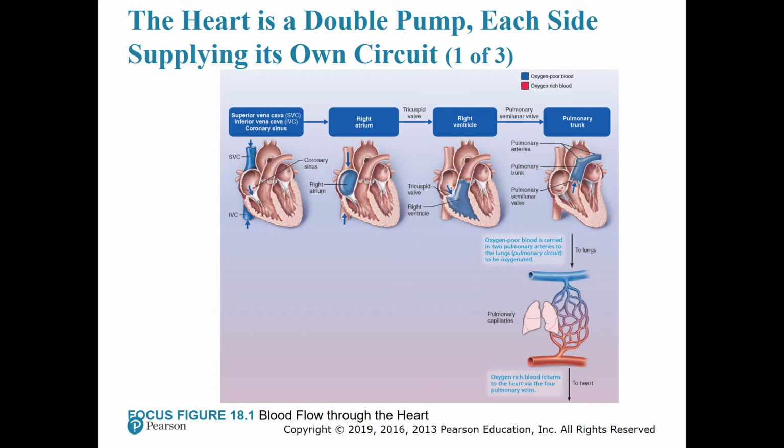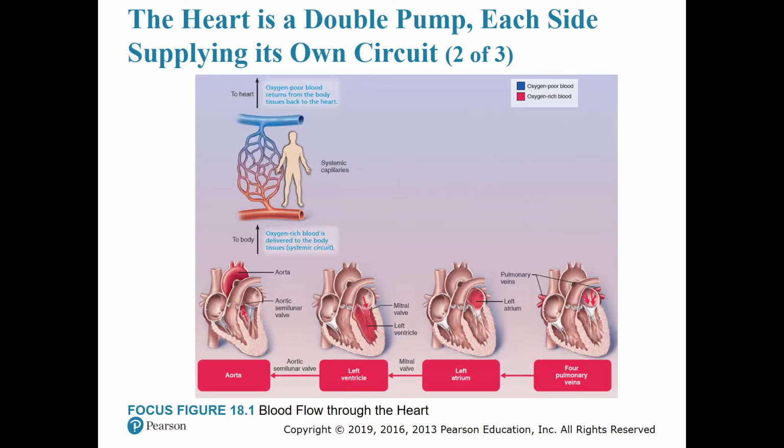Oxygen-poor blood is carried in 2 pulmonary arteries to the lungs, that's called the pulmonary circuit, to be oxygenated. So oxygenation occurs, and then oxygen-rich blood returns to the heart via the 4 pulmonary veins. Here now, from the 4 pulmonary veins, if you look on the right bottom, into the left atrium, so this is oxygenated blood from the lungs, right?